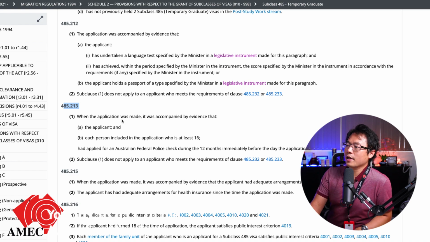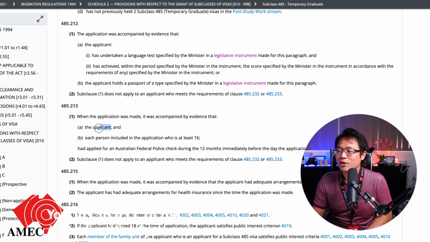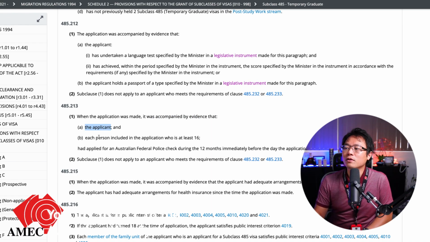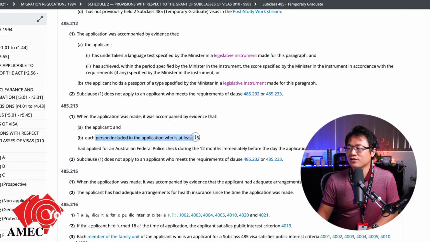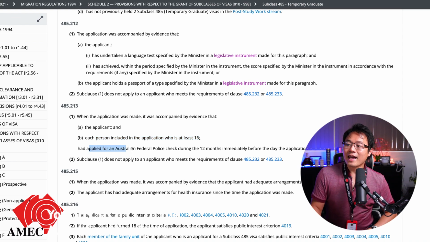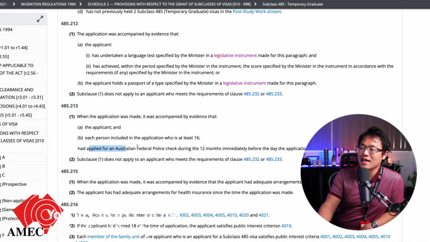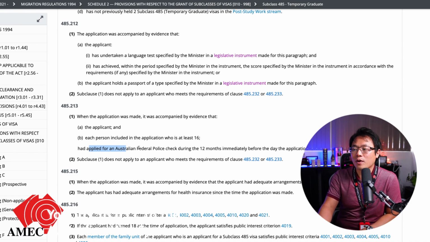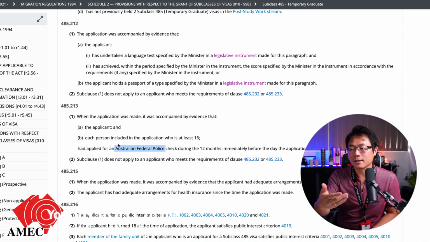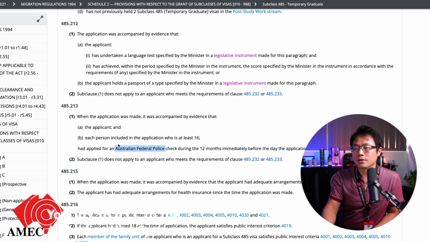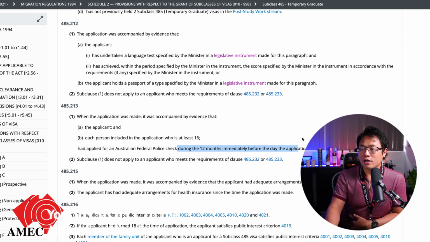485.213. When the application is made, it has to be accompanied with evidence of the applicant. Well, duh. I mean, how would you lodge an application without an applicant? Anyway, each person included who is at least 16 years of age must have applied. It doesn't have to be receiving the actual AFP certificate, but you need to have already applied for AFP. If you haven't done so, and you apply 1 day later than the application, then you will be rejected. Okay, and the check is during the 12 months immediately before the day the application is made.